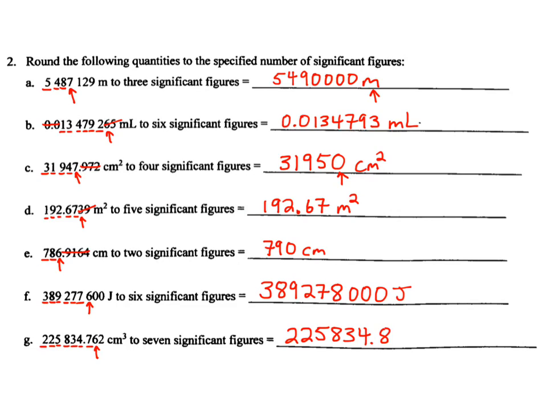That number, 225,834.8, is a number that has been rounded to 7 significant figures. We do not add zeros on the end for the 6 and the 2 over here because we are to the right of the decimal point, and if we did so, we would be adding significant figures, and we already have the 7 that are called for. So all we need to add here now are our units, that's cubic centimeters, and that's the final answer there.